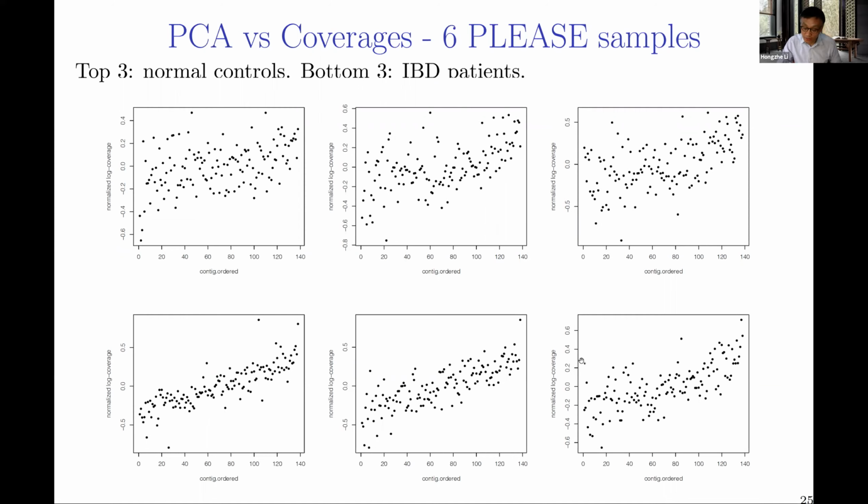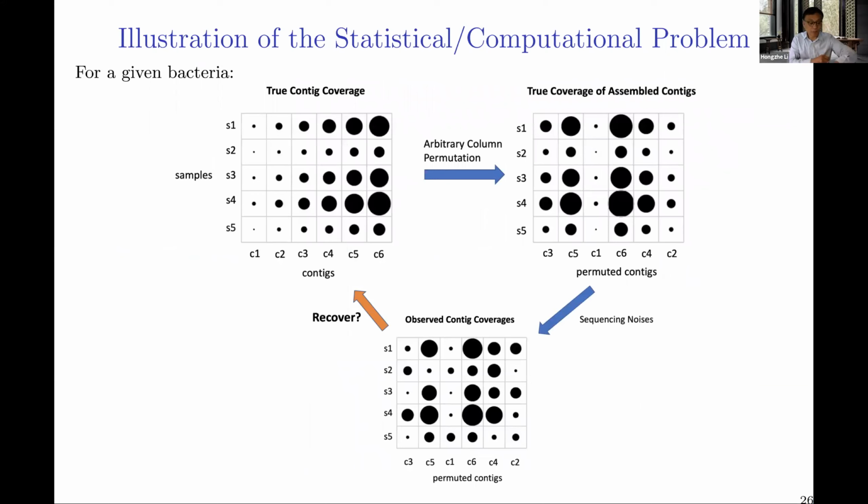Okay, so this is how we order the contigs based on PCA. Basically, the idea is this: if you know the true order of the contigs along the genome, then in theory we should see a pattern for each sample. Here in this illustration, each row represents one sample, and each column represents one contig. The size represents the normalized coverage of that particular contig for a given sample.